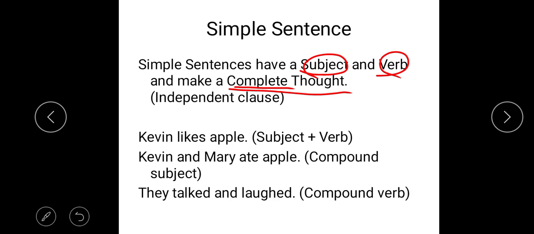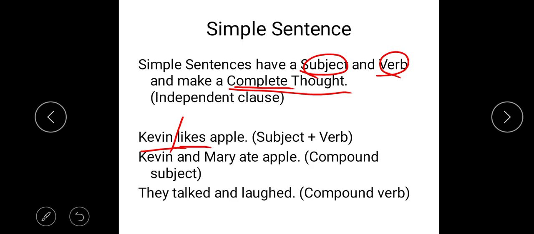Example: Kevin likes apple. We can understand from the sentence that Kevin is a boy and he likes apple. The sentence is complete, and the sentence structure is Kevin the subject and likes the verb. So we have subject plus verb. Next comes: Kevin and Mary ate apple.